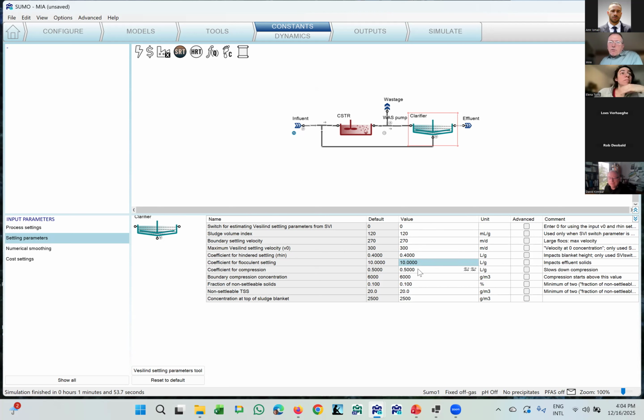And then we have a coefficient for compression, which starts around 6,000 milligrams in this specific implementation. And here is the minimum fraction of non-settleable solids. So if you have 3,000 milligrams of ABLSS coming in, then you will end up with 3 milligrams, I guess, that won't settle, or with 20, it's always taking the smaller of the two. So that kind of shows you a very simple example, and I guess it's time for questions.